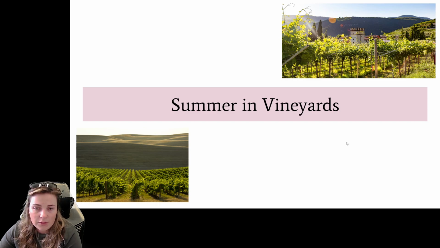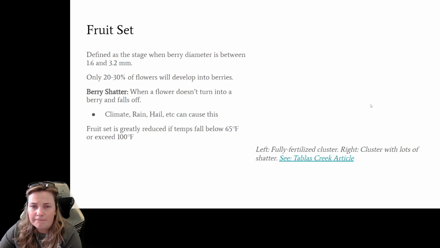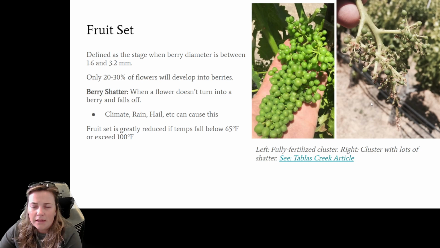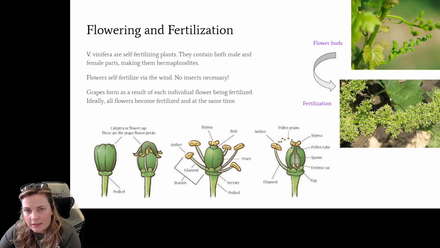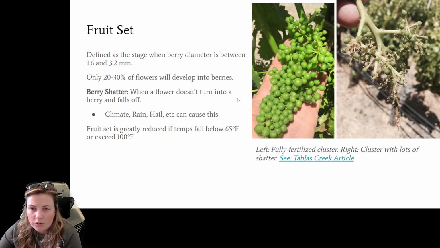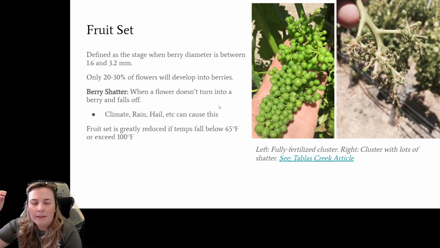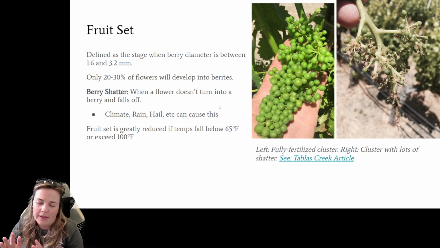Okay, moving on to summer in the vineyards. Summertime is, so we have fruit set and flowering. This is kind of like spring, late spring, early summer. Summer, we'll just talk about fruit set in summer. It just kind of depends on where your vineyard's planted and where you are, right?